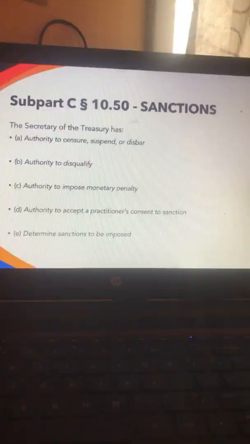Okay, let's take a look now. Moving on to section 10.50 under sanctions. The Secretary of the Treasury has the authority to, look at this, censure, suspend, or disbar a party. I mentioned that right at the beginning. That's why Circular 230 is so important to us. And I don't think a lot of practitioners understand that this is your governing document right here. Because right here is where it grants the Secretary of the Treasury the power to stop you from practicing.